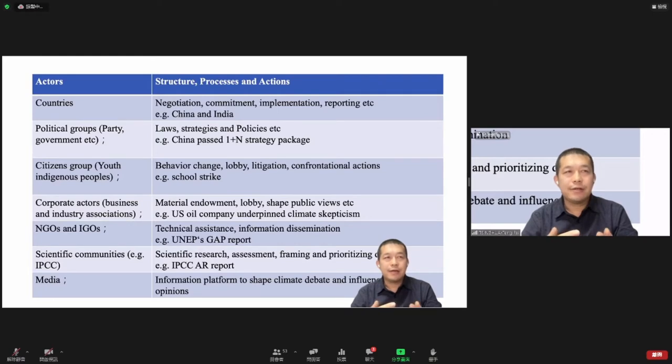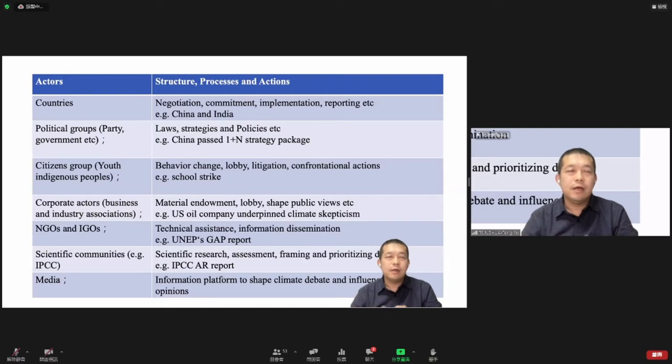And others I will not discuss in detail, but they are also very important in this governance structure, which includes the corporate actors, the business and industrial associations. They can lobby, or they can use their power to shape public views. For example, the United States oil companies stood behind climate skepticism to deny climate change, and they were very important actors in the governance structure of the United States. And also the non-governmental organizations and international governmental organizations influence the information received by decision-makers and citizens and other actors through technical assistance and information dissemination.